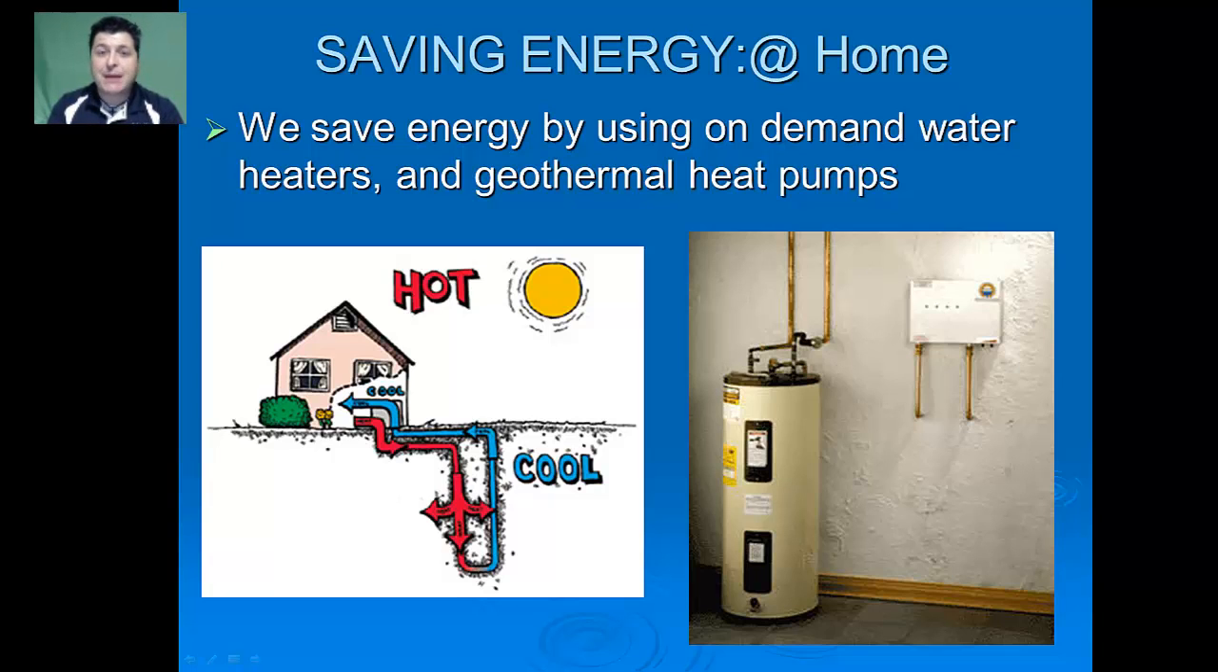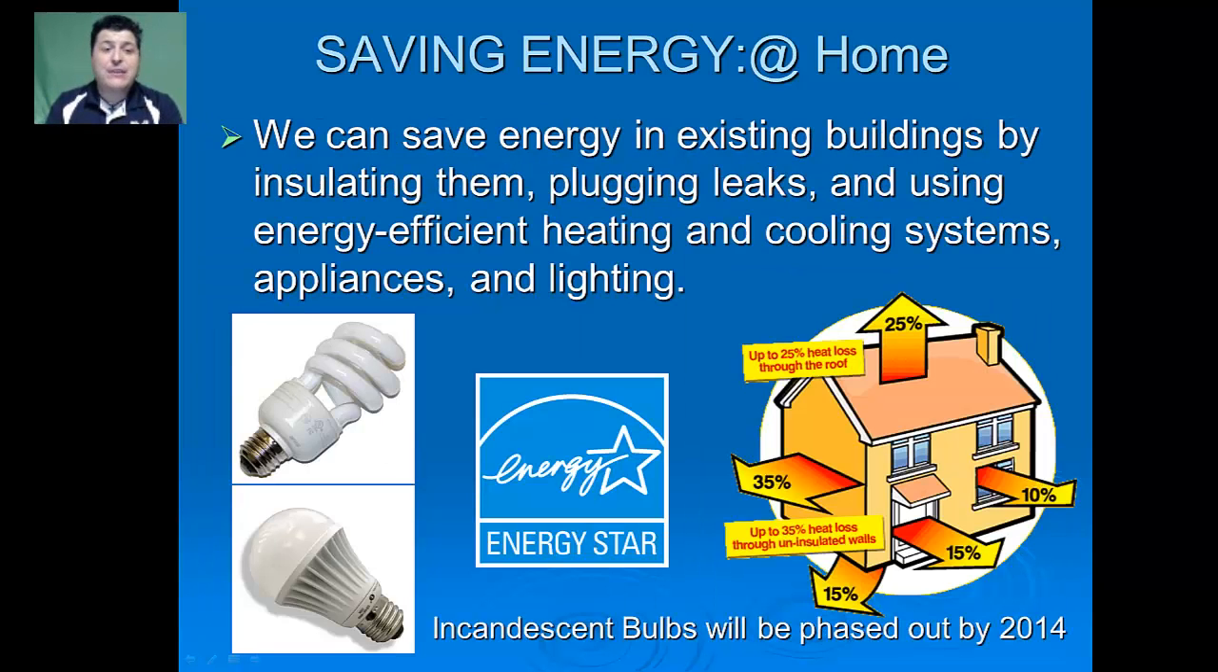Similarly, in the wintertime, that earth is still going to be that same temperature. And so by taking the cold water that would be in your heat pump and bringing it down into the earth and bringing up the warmer water and blowing air over it, that could be used to warm your home. Another way that we can save energy is by plugging leaks and using energy efficient heating and cooling systems, using energy efficient appliances and lighting. Things that have the Energy Star label have a certain amount of energy savings built into them.